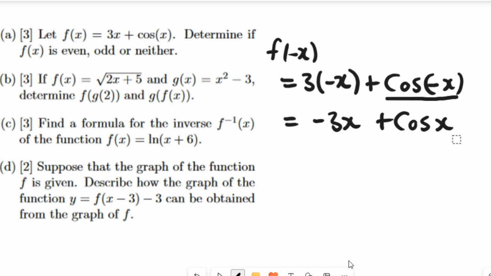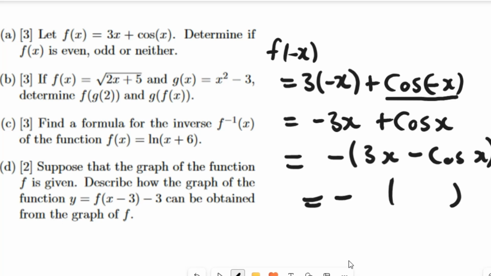From here, we see that the function is neither odd nor even. Why? Because if you take out a negative as a common factor, we have negative of 3x minus cos of x. This is clearly negative of something that is not f of x. F of x is 3x plus cos of x, not 3x minus cos of x. So this function is neither of them. It's neither even nor odd.